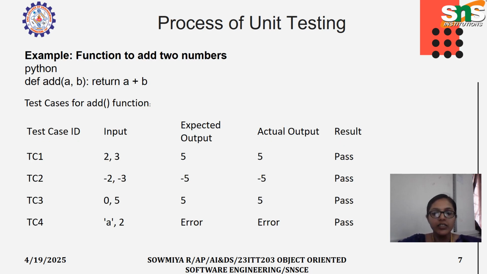Process of unit testing example. We can test this function by providing different inputs like 2 comma 3 and minus 1 comma 1 etc., and checking if the output is as expected or not. This is unit testing in action.